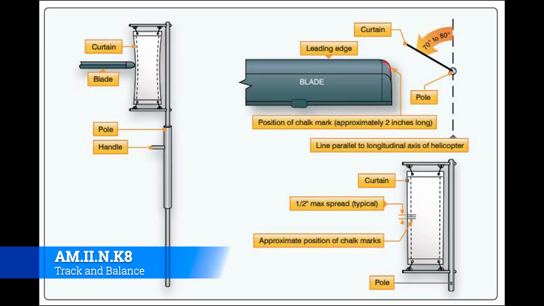The different ways that we can track and balance helicopters, from the old chalk line and light gun, all the way up to accelerometer based systems. All right, so one of the first and simplest ways that ever came about of trying to figure out how to correct blade tracking is the flag and pole method. So essentially, this is pretty simple.